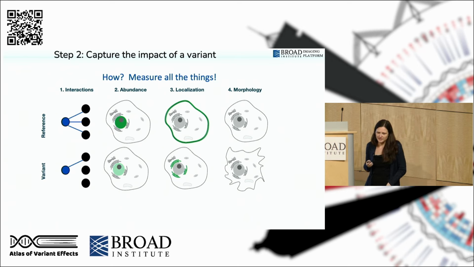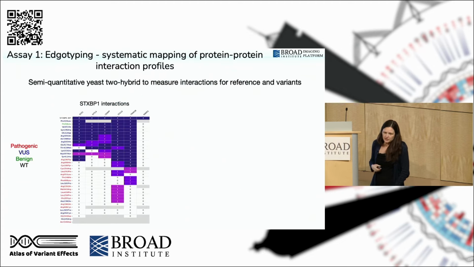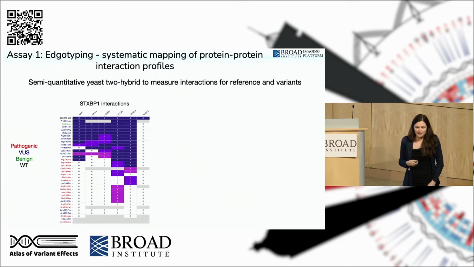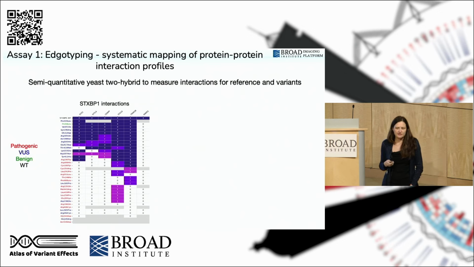So let's start with the first assay, which is based on protein-protein interactions. This is called edgetyping, and it's systematic mapping of the protein-protein interaction profiles. And again, not my lab's work. This is the rest of the consortium that's working on this. But it's a semi-quantitative yeast-2 hybrid that measures these protein-protein interactions in the presence or absence of a given variant.